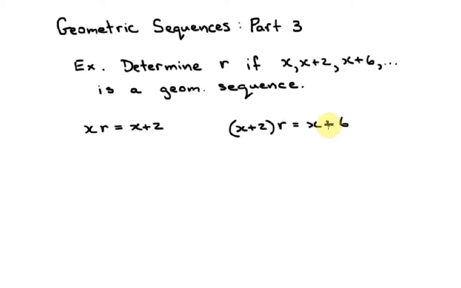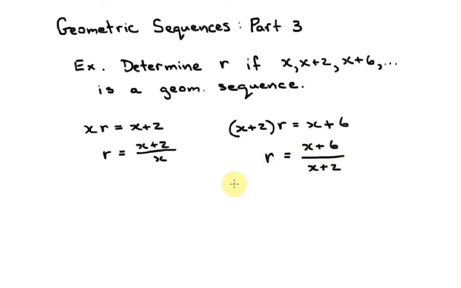Now, what I've created here are two equations with two unknowns, so that means I can solve them. I just have to figure out a nice, easy way to do it. I think probably the easiest is if I solve for r. So I can just divide this side by x. There we have r equals x plus 2 over x. And then I do exactly the same thing over here: x plus 6 divided by x plus 2.